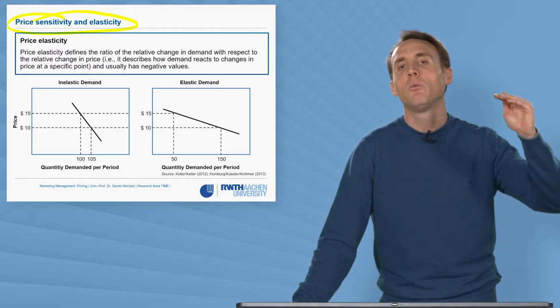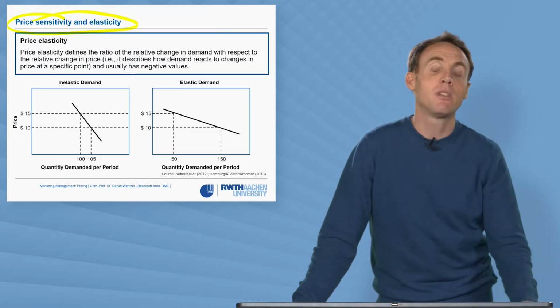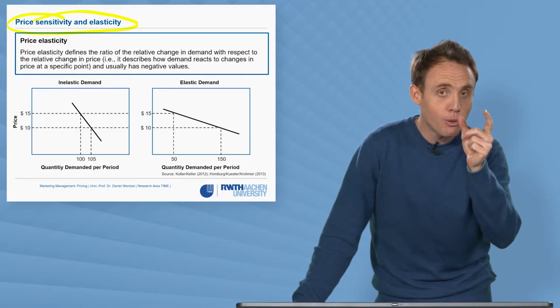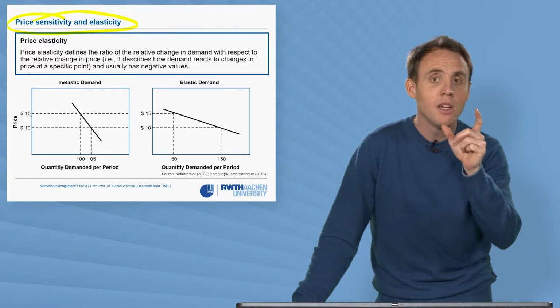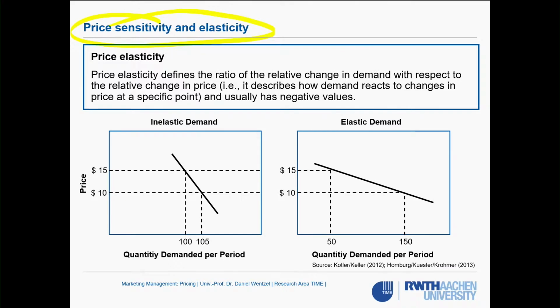So will the demand that I lose be made up by the extra profits that I make by raising my prices? Now this again refers to the nature of the curve, how steep it is, and this is what we call elasticity. So price elasticity defines the ratio of the relative change in demand with respect to the relative change in price. It describes how demand reacts to changes in price at a specific point.